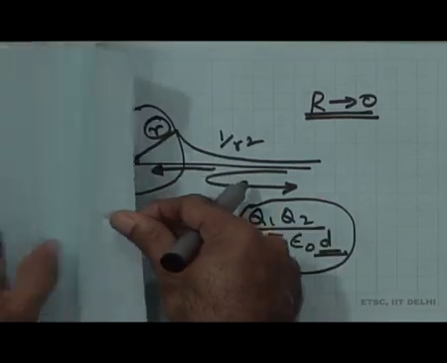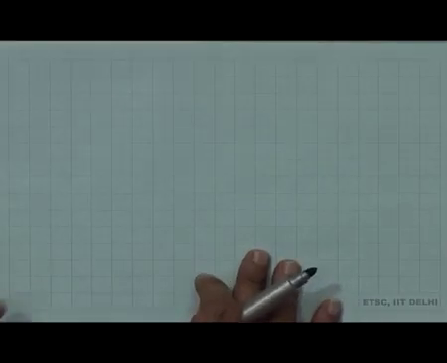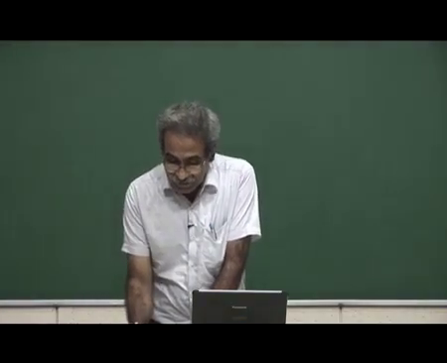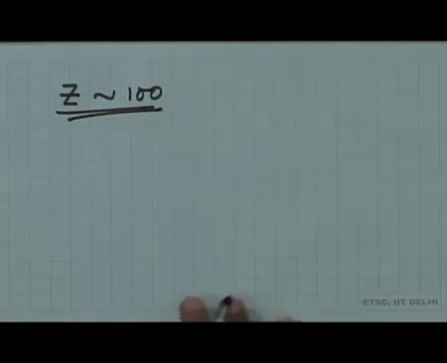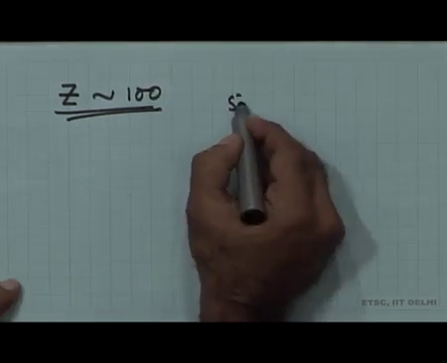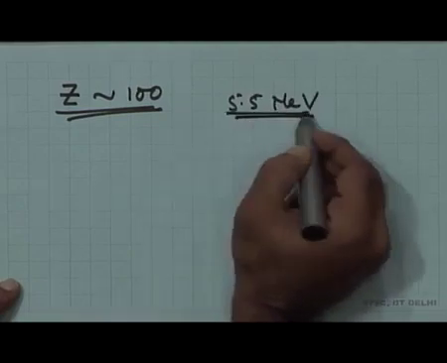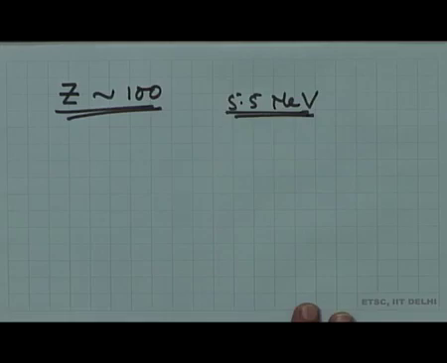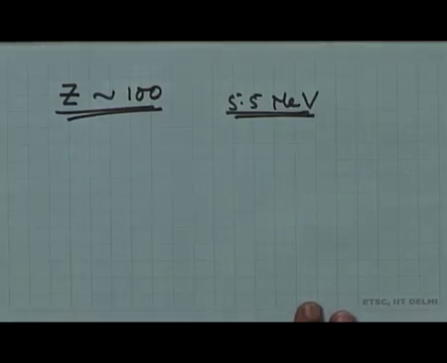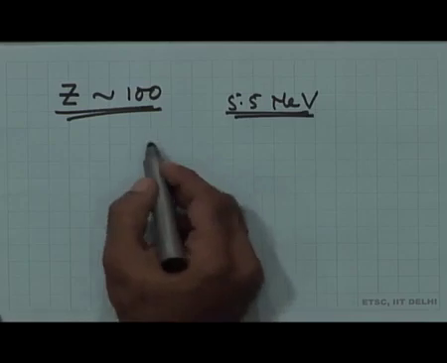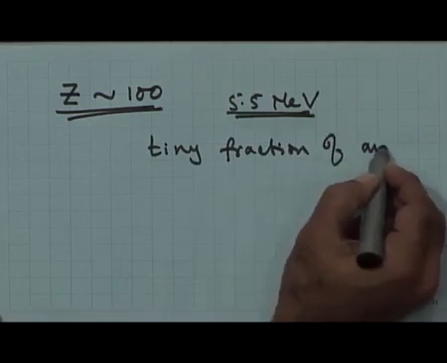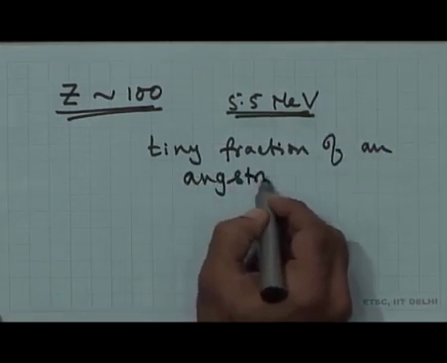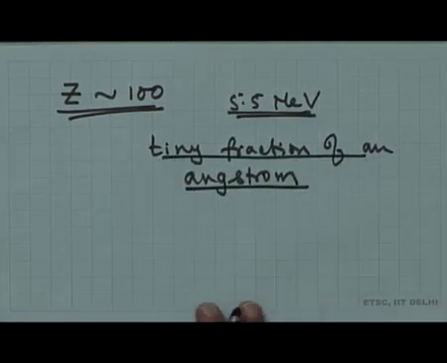Although I have given this kind of an analysis, you can do a very simple calculation. So let us say z is of the order of 100 without any loss of generality. Gold probably has a much lesser number of charges. Your projectile energy is something like 5.5 MeV. So you can ask what is the shortest distance my alpha particle can approach the gold foil. If you work it out, please take it as an exercise, you will find it will be a tiny fraction of an angstrom.